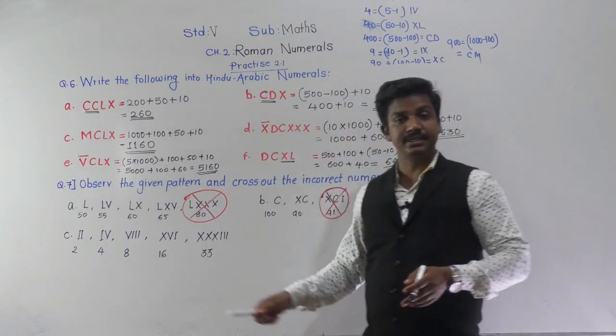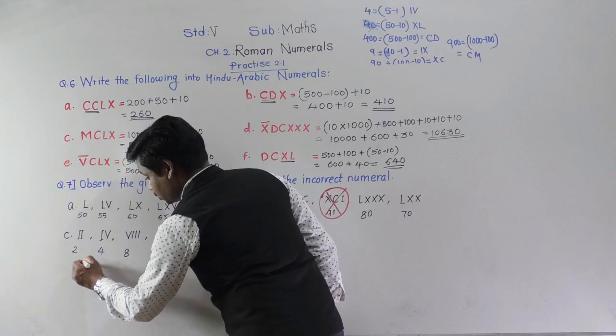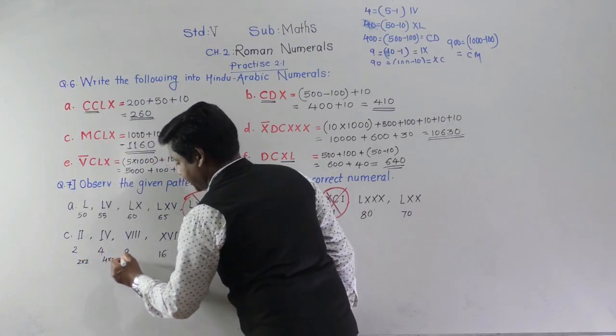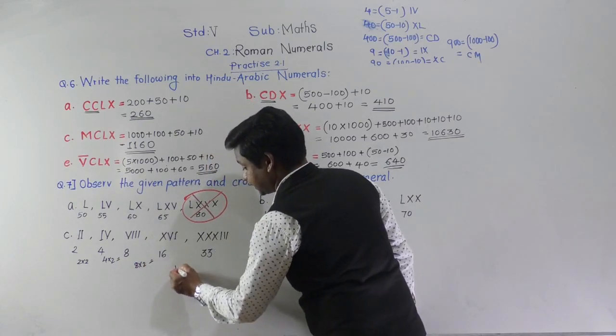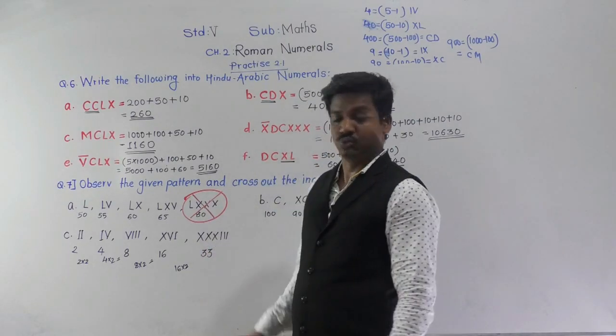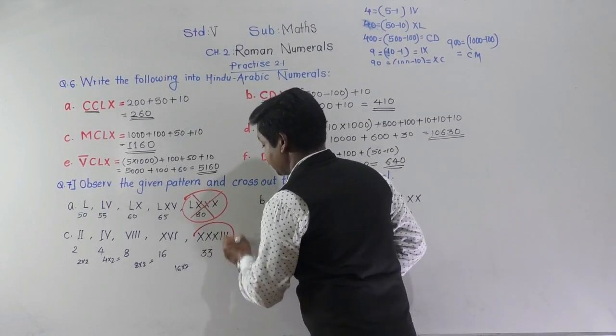Have you got the pattern here? See, 4 means 2 twos are 4. Again, 4 twos are 8. Again, 8 twos are 16. Then 16 twos must be 32. 16 twos are 32, but there is 33. So this one is odd.